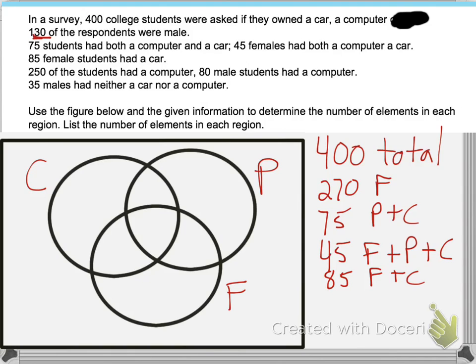250 people had a computer. It says 80 male students had a computer. Well, if there's 250 that had a computer, and 80 males had a computer, then the rest of the people that had a computer have to be female, right? So that would lead us to what? 170 females with a computer?